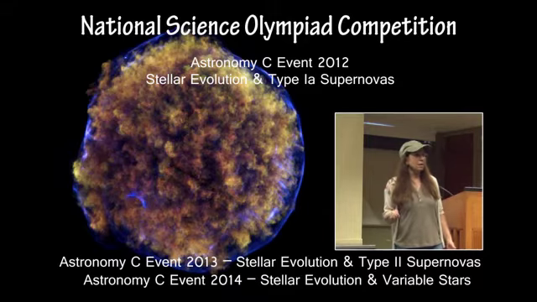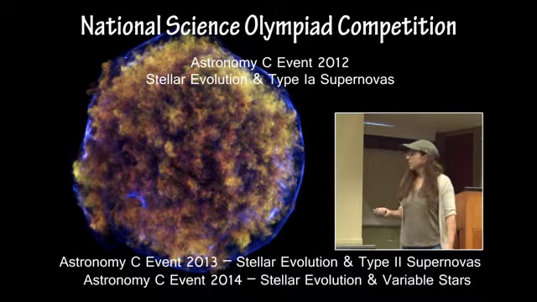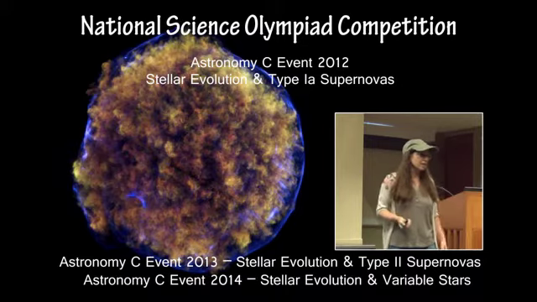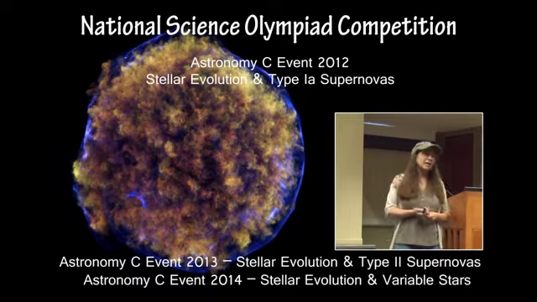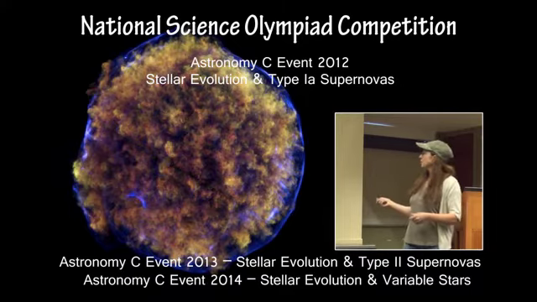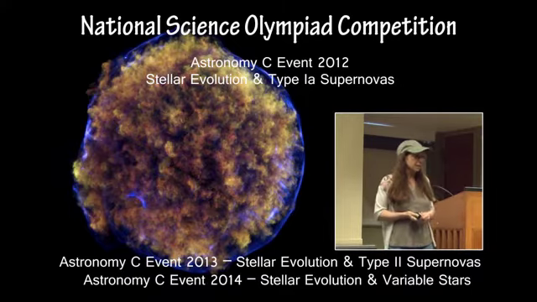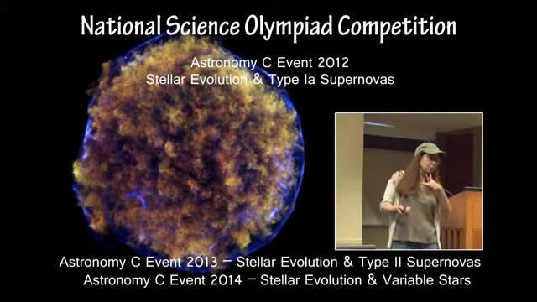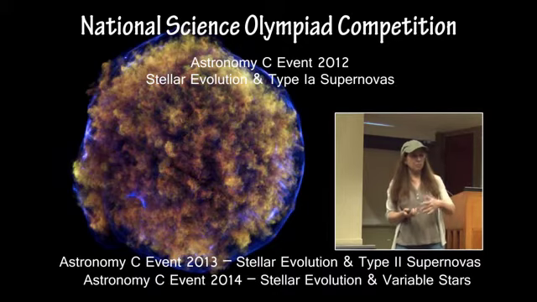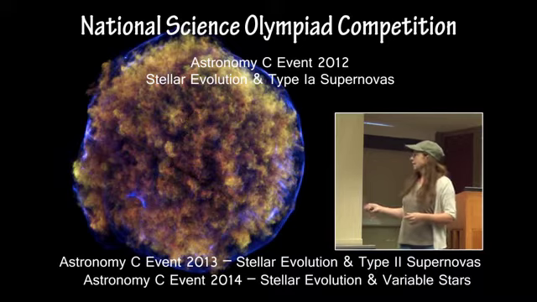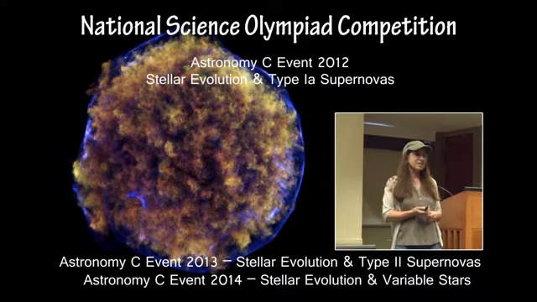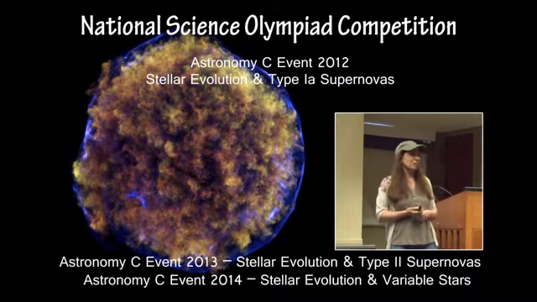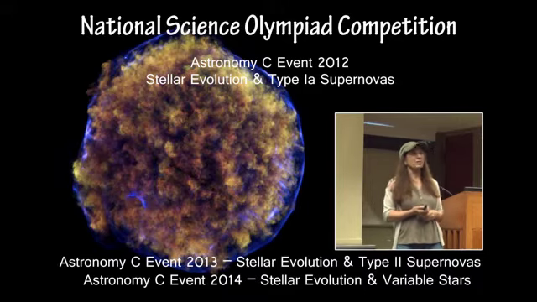And if you are going to be doing this event next year, if you're not a senior, everything that you learned this year about Type 1a supernova will be very advantageous to you, because next year, the following year in 2013, the topic is going to be Type 2, stellar evolution and Type 2 supernovas. And in 2014, it's going to be stellar evolution and variable stars, and it will be using the variable stars from the variable stars that you will have already had in Type 1a and Type 2.